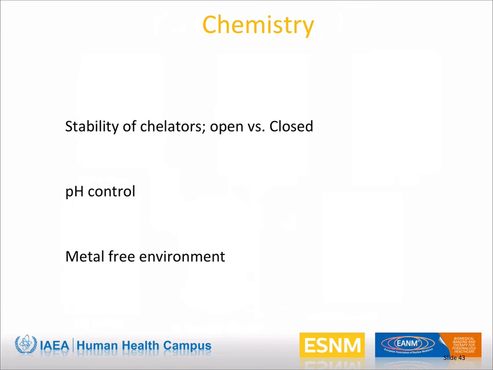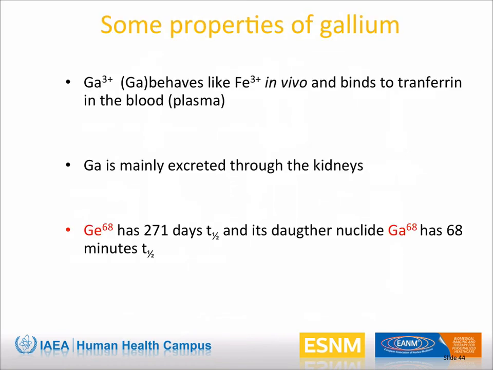Chemistry. We're going to discuss a little bit the stability of the chelators, open versus closed, about pH control, and about metal environment. Some properties of gallium. Gallium behaves like iron in vivo and binds to transferrin in the blood plasma. Gallium is mainly excreted through the kidneys. Germanium-68 has 271 days half-life, and gallium-68 has 68 minutes half-life.